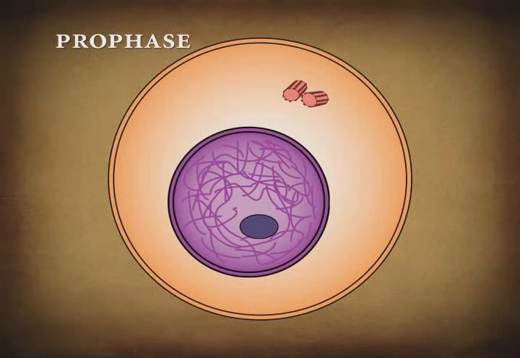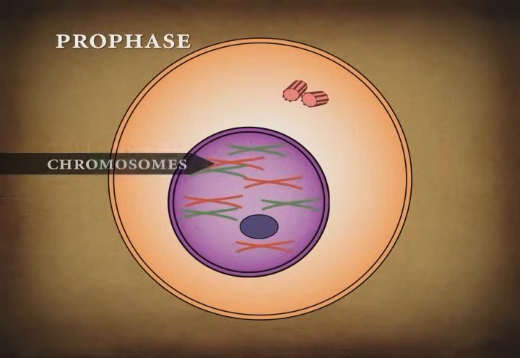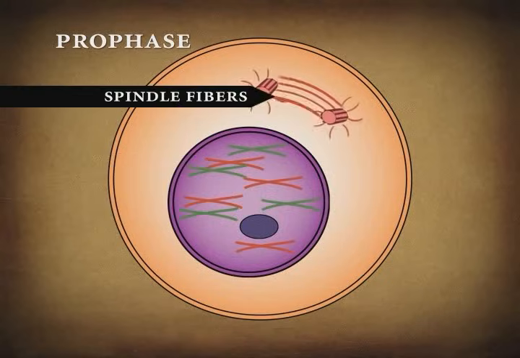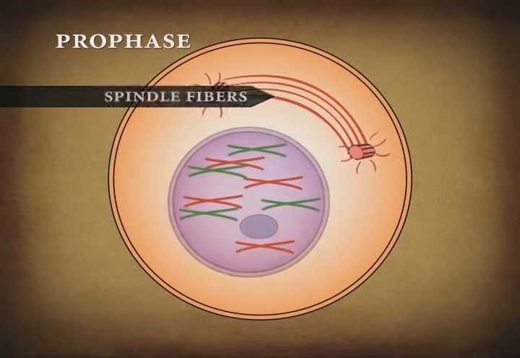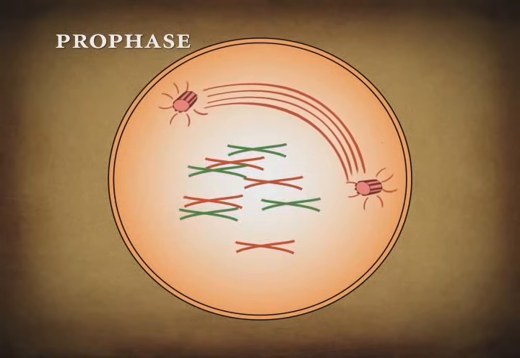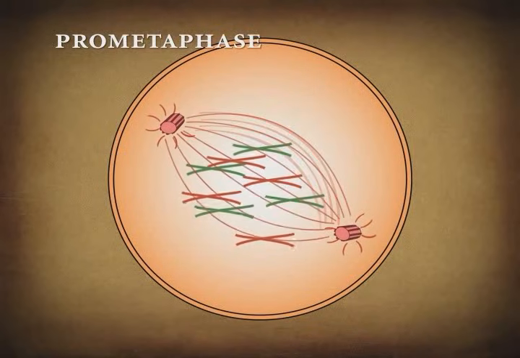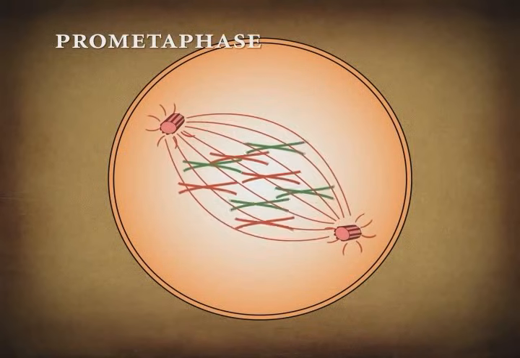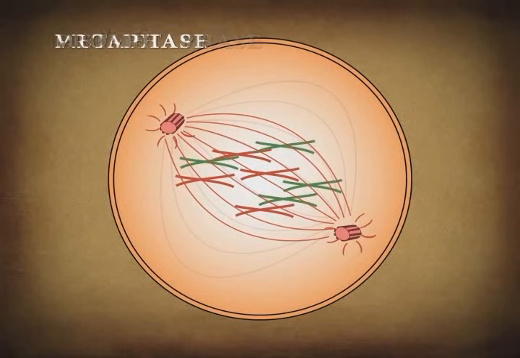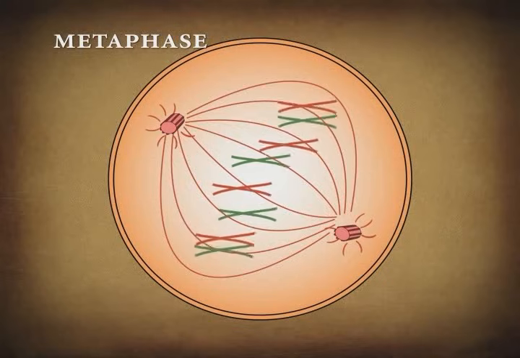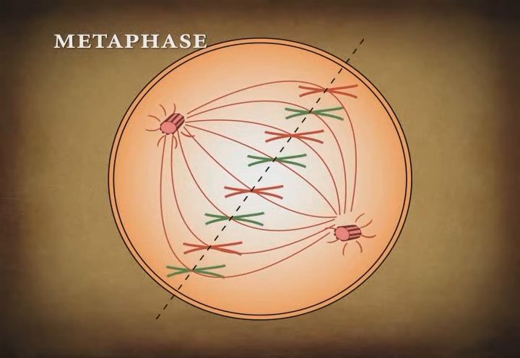In prophase, chromatin containing the DNA is condensed into structures called chromosomes, which are joined in identical pairs at the centromere. Spindle fibers appear from the centrosomes, and the nuclear envelope and nucleoli disappear. In prometaphase, some of the spindle fibers attach to the chromosomes, causing them to move. In metaphase, the chromosomes that are now attached to the spindle fibers line up along the midline of a cell.